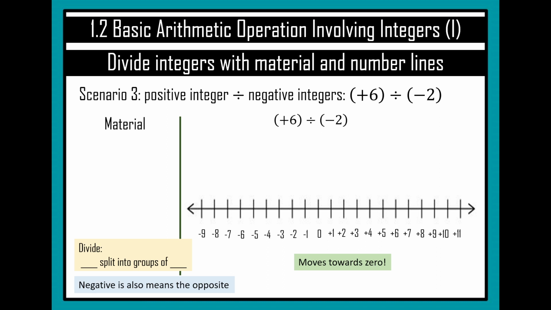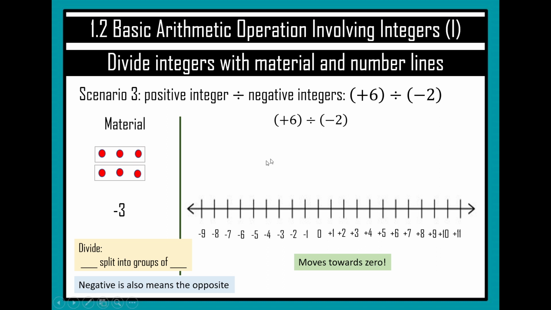The next one is a positive integer divides with a negative integer. So positive 6 divides with negative 2. Positive 6 means 6 green circles, dividing them into 2 groups. Now there is a negative at negative 2, so the opposite of the green circle, which is the red. So finally I have 3 red circles, which is negative 3.